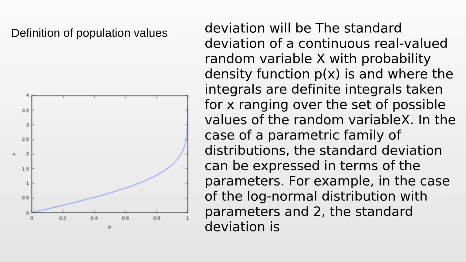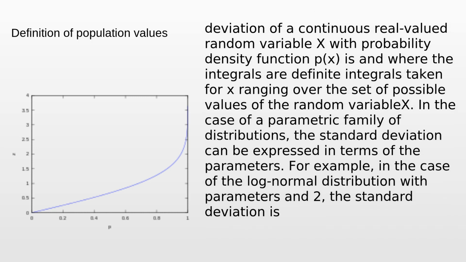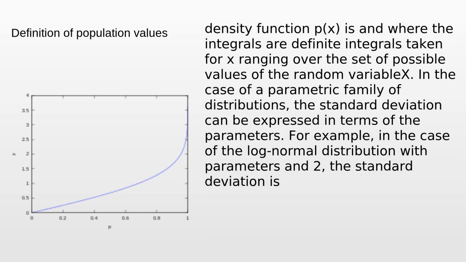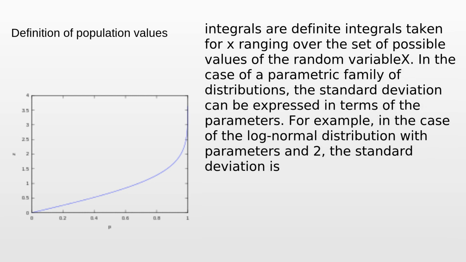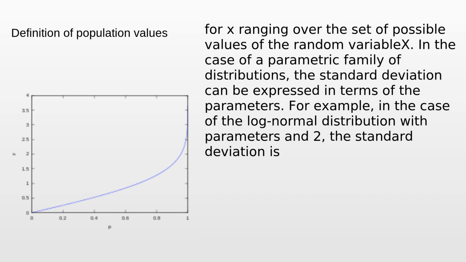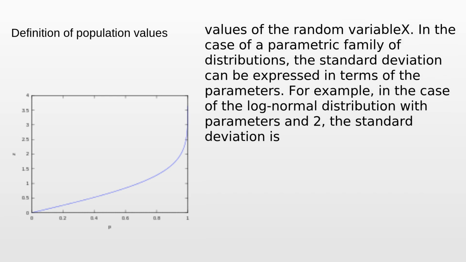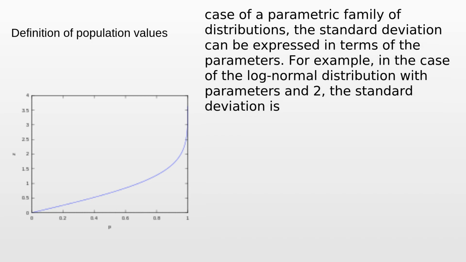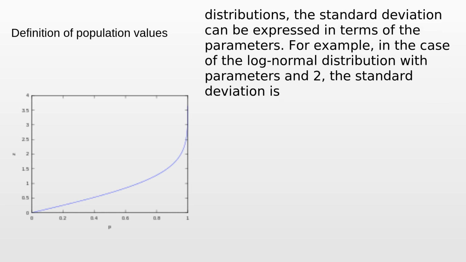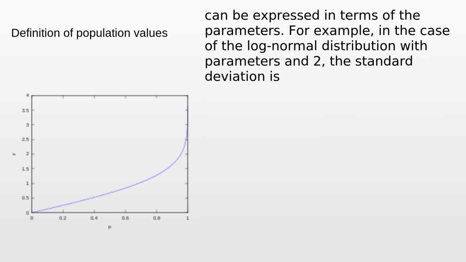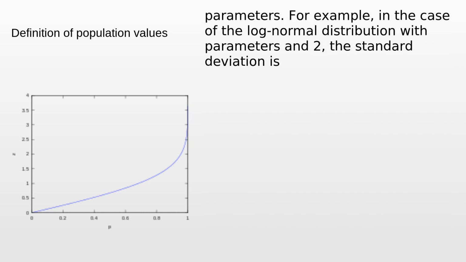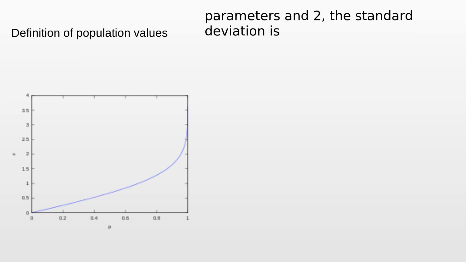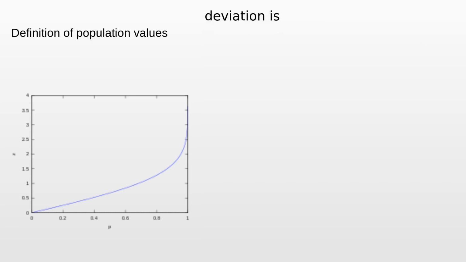In this case, the standard deviation will be given by a weighted formula. For a continuous real-valued random variable X with probability density function p(x), the standard deviation is given by integrals, where the integrals are definite integrals taken for x ranging over the set of possible values of the random variable X. In the case of a parametric family of distributions, the standard deviation can be expressed in terms of the parameters. For example, in the case of the log-normal distribution with parameters μ and σ², the standard deviation is given by a formula.